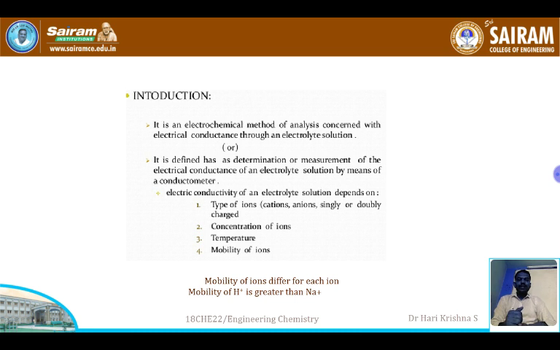You might have n number of ions: H plus ions, Na plus ions, Cl minus ions. Whichever ion has the higher mobility, conductance depends upon that particular ion. For instance, if you have H plus, Na plus, and Cl minus, the mobility of H plus is high. Therefore conductance depends upon the concentration of the H plus ion. If the concentration of H plus is higher, conductance will also be high. If it is low, conductance is also low.